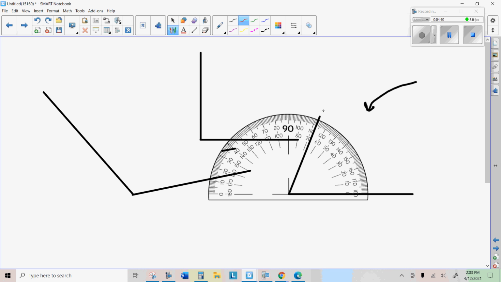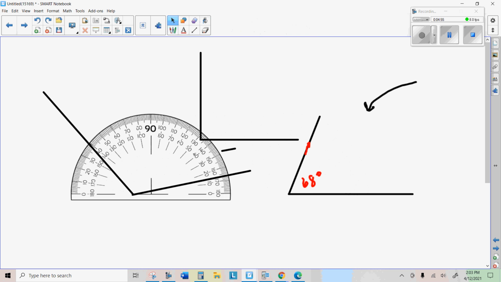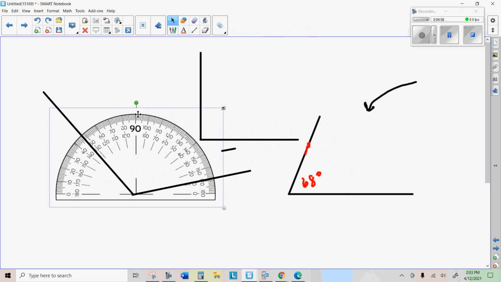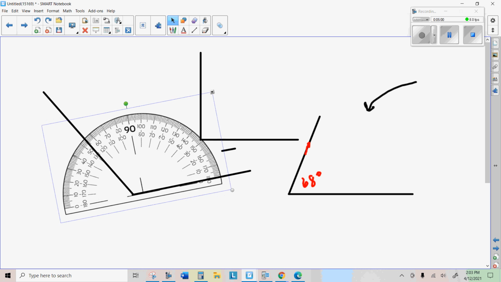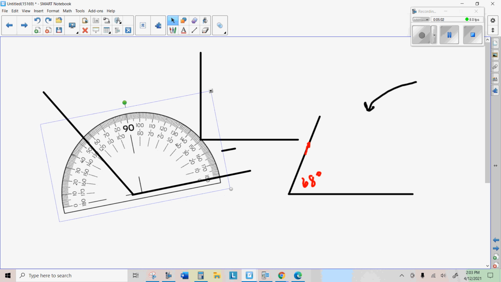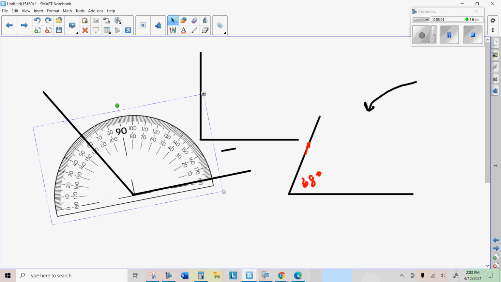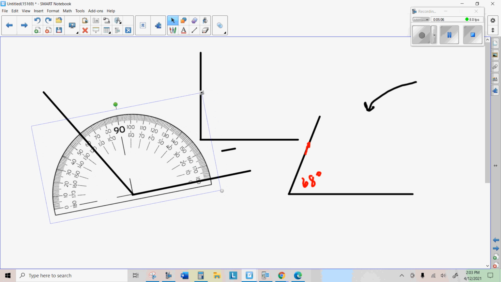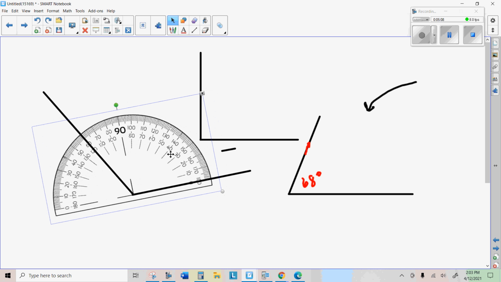And so I'm looking right here at this part, and I think this one is about 68 degrees. Okay, now this other angle I have over here, it's greater than a 90-degree angle. Again, I'm going to line up the bottom so that it's right on the bottom line of the protractor. Put the center right at the vertex of the angle, the corner of the angle.